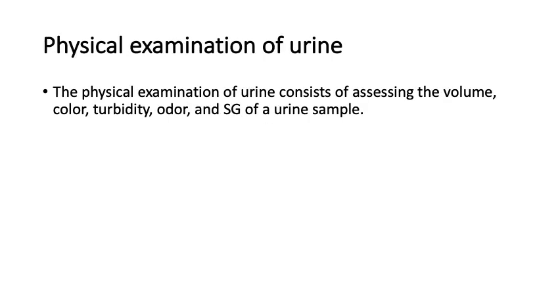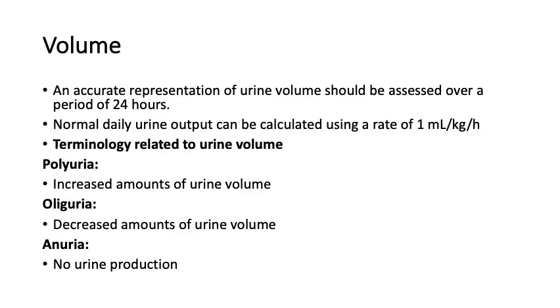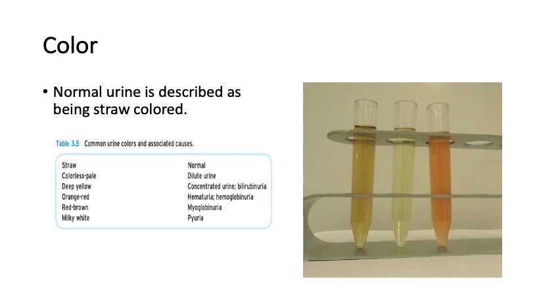We also perform physical examination of urine in the veterinary laboratory. So we determine the volume, color, turbidity, odor, and specific gravity. All voided urine is collected and measured to determine if the quantity produced is appropriate. The pigment of the urine often correlates with the concentration of the sample, but this should still be confirmed with a specific gravity reading.